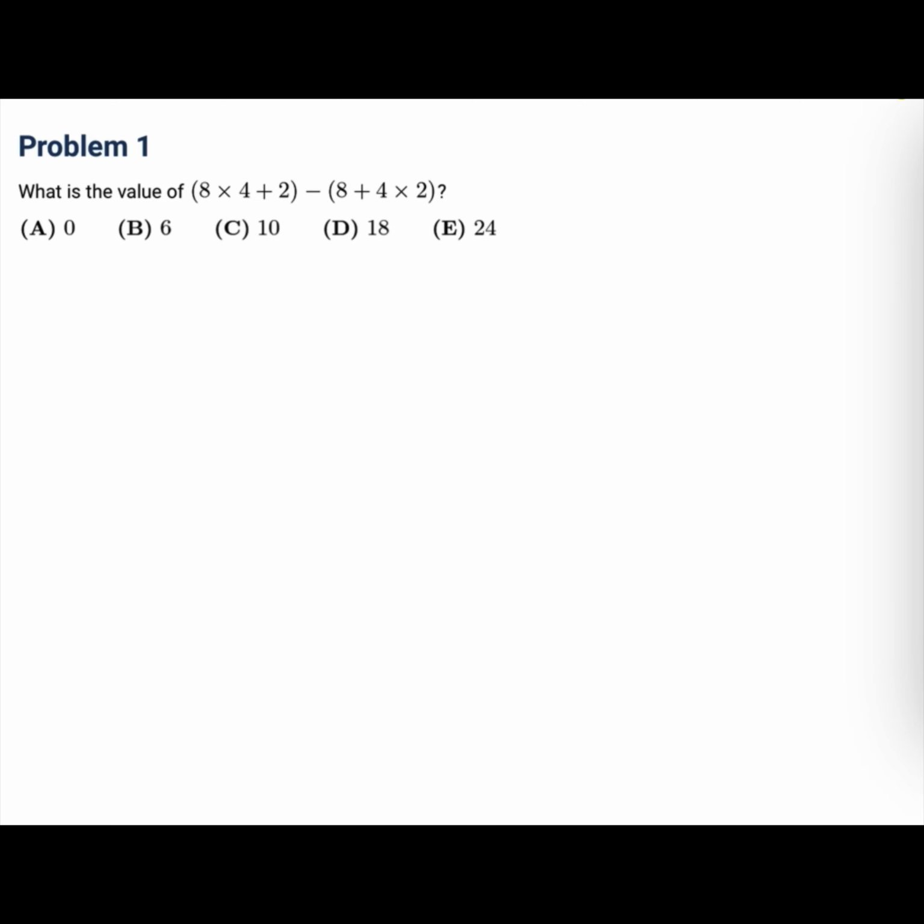So in order to solve an expression with mixed operations, we have to follow the order of operations, which we can remember using PEMDAS, which states we have to do parentheses, then exponents, then multiplication or division, and then addition or subtraction. So we see from our problem that we have two expressions, 8 times 4 plus 2, and 8 plus 4 times 2.